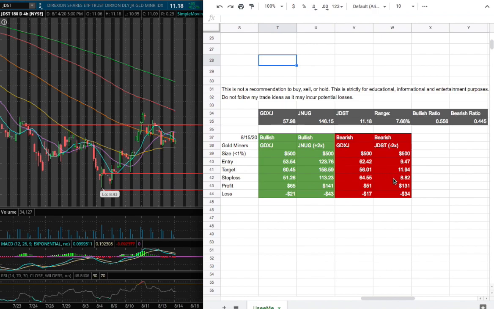And my stop loss for JDST will be $8.82. So that is below where we made all-time lows.